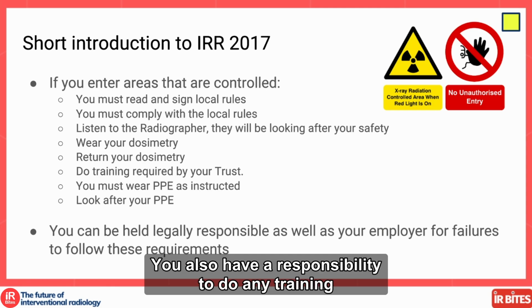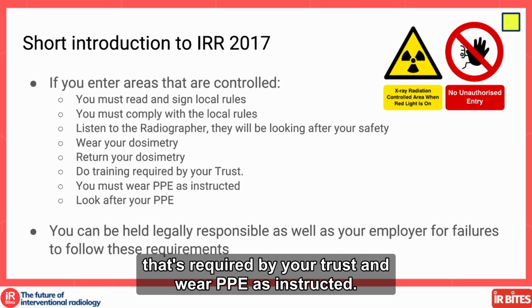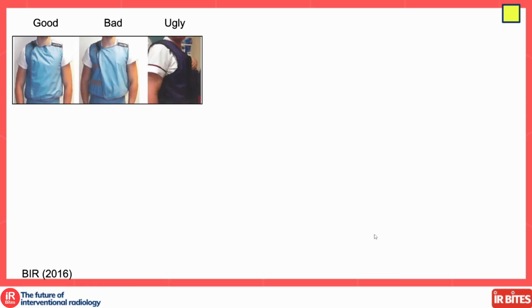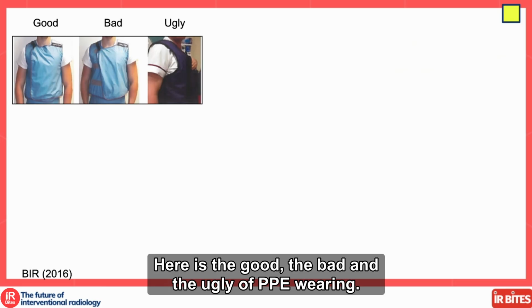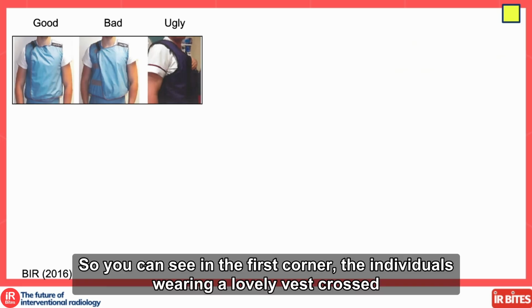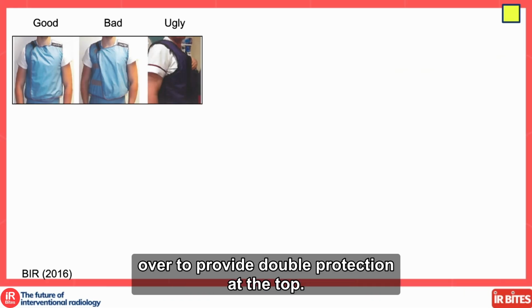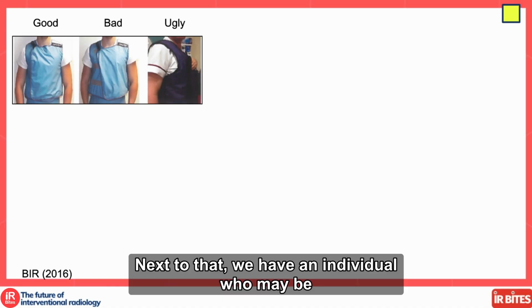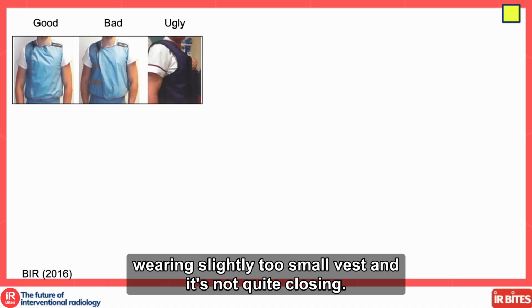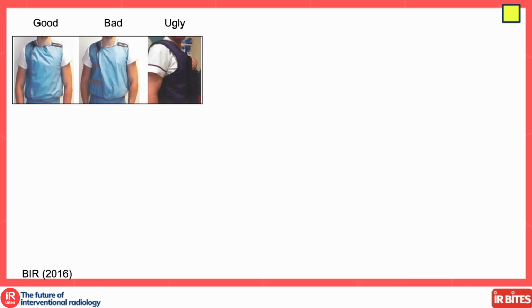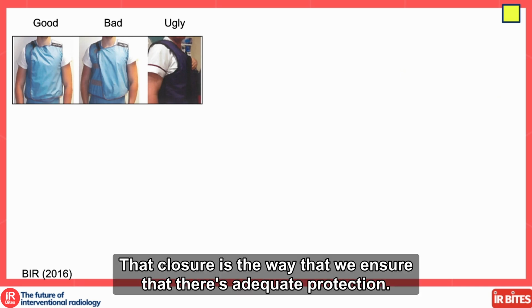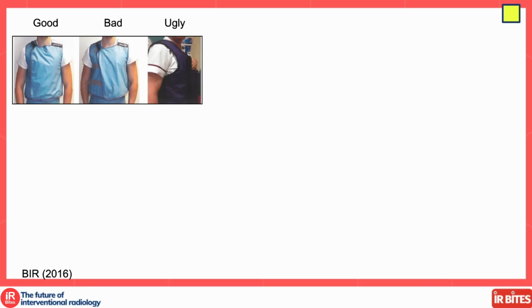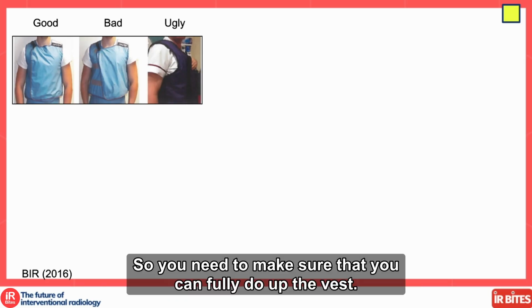You also have a responsibility to do any training that's required by your trust and wear PPE as instructed. Here is the good, the bad, and the ugly of PPE wearing. In the first corner, the individual's wearing a lovely vest, crossed over to provide double protection at the top. Next to that, we have an individual who may be wearing a slightly too small vest, and it's not quite closing. That closure is the way that we ensure there's adequate protection, so you need to make sure that you can fully do up the vest.